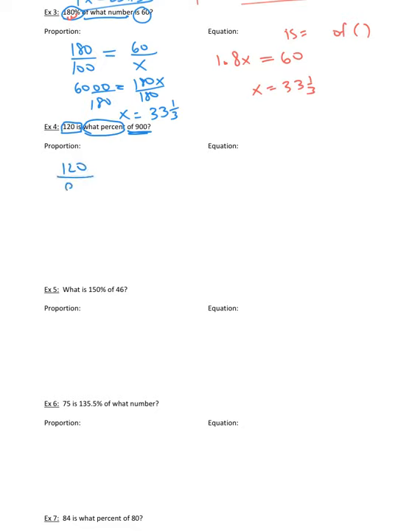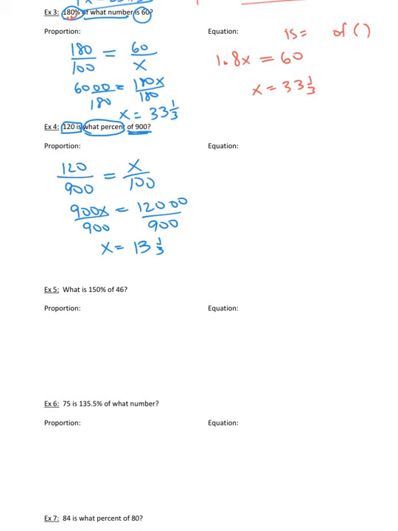So 120 is the part of 900. Is what percent? X out of 100. So I'm going to cross multiply. 900 times x is 900x. 120 times 100 is 12,000. Divide both sides by 900. And I get x equals 12,000 divided by 900. I get 13.33333, which again I said expressed as 13 1/3.